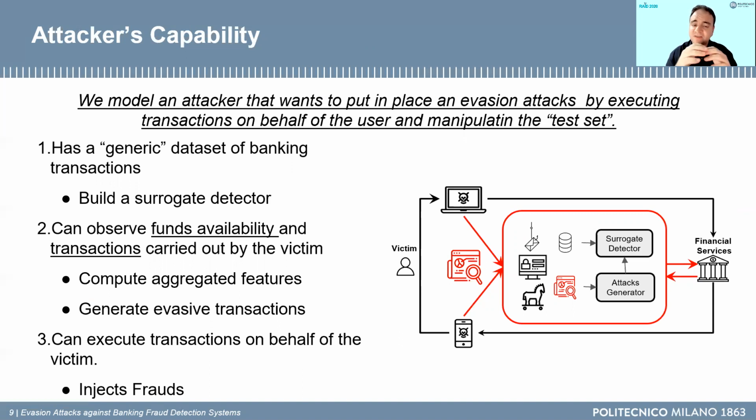The second assumption is that the attacker can retrieve or observe the transactions carried out by the victim and the funds availability. This assumption is necessary first to compute the related transactions and mitigate one of the limitations of this domain, and also for generating the evasive transactions themselves. Finally, the last assumption is that the attacker can execute transactions on behalf of the victim, and this assumption is necessary in order to inject frauds in the user's spending activity.